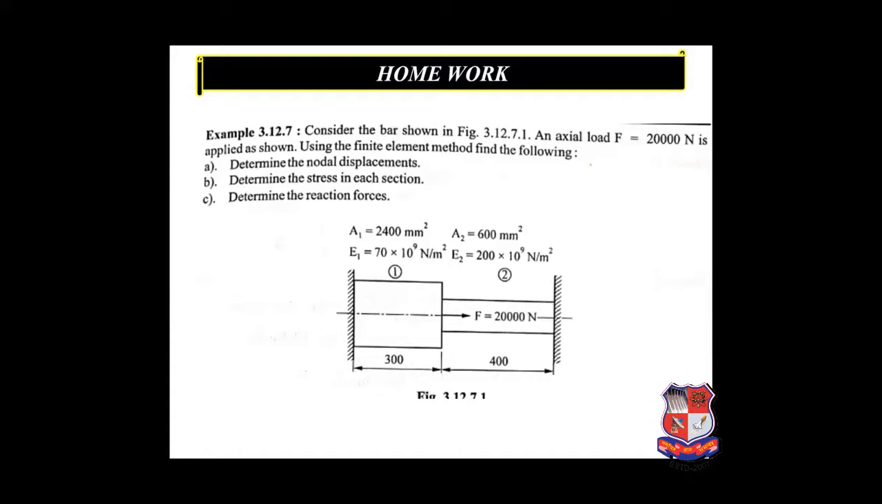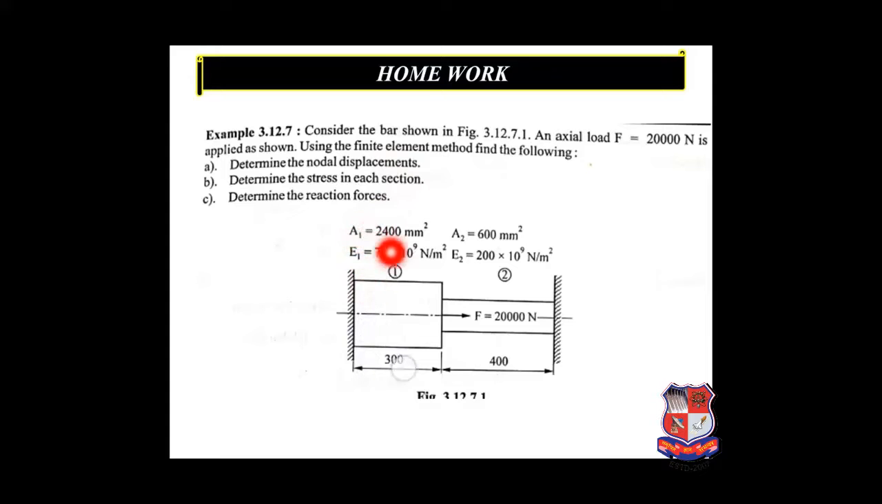Okay, so write down the data. Consider the bar shown in the figure. An axial load F equal to 20,000 Newton is applied as shown in the figure. Using the finite element method, find the following. What do we have to find out? We have to determine the nodal displacement, determine the stress in each section, and determine the reaction force. So we have to find all these three.